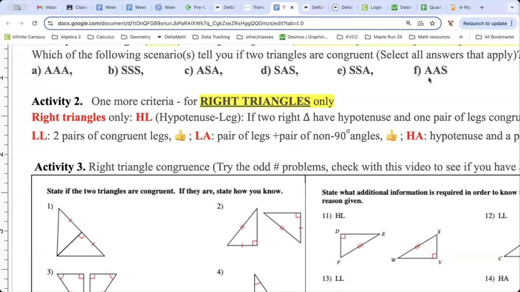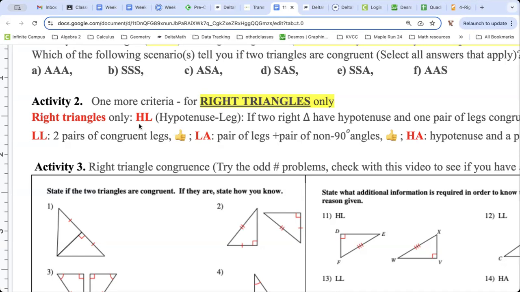Last lesson we reinforced those four criteria: side, side, side; side, angle, side; angle, side, angle; and angle, angle, side. Today, we're going to introduce what happens if you have a pair of right triangles. That means we know where the right angles are. If you have two right angles and certain conditions happen, we can say those two right triangles are congruent.